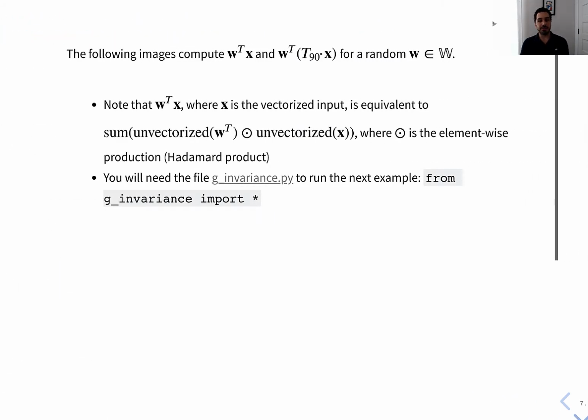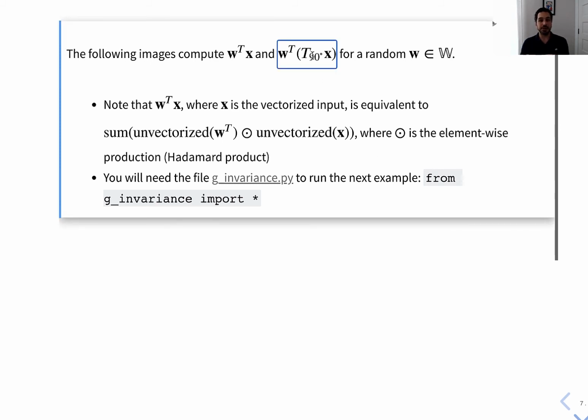So this invariant subspace is one such that if you compute an inner product between the input and a weight vector in the invariant subspace, and then compute it again after applying a 90-degree rotation to the input, then, if the subspace is invariant to the 90-degree rotations, it's going to give you the same output for both inner products.